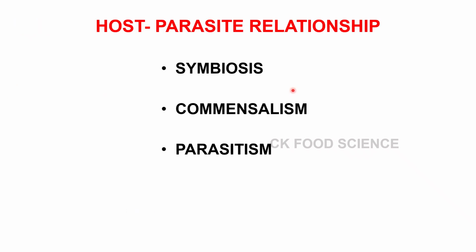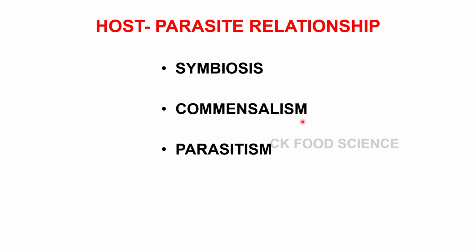Next one is the host-parasite relationship. In this we can see symbiosis, commensalism and parasitism. First one, symbiosis. In this both the host and the parasite depend upon each other. That is, one cannot live without the help of the other, which is called symbiosis. Neither of them suffers any harm from this association.